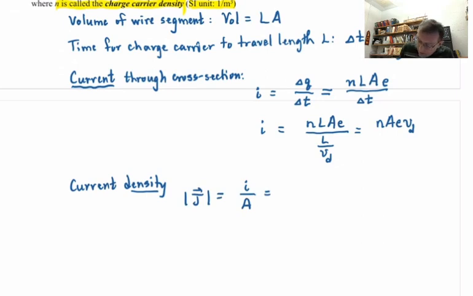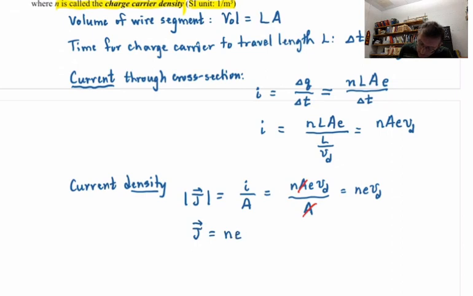Using my expression for the total current, and then dividing by the area, notice the area cancels, and I have that expression. Now that's for the magnitude of J, and then you could just make it a full vector equation like that. Okay?